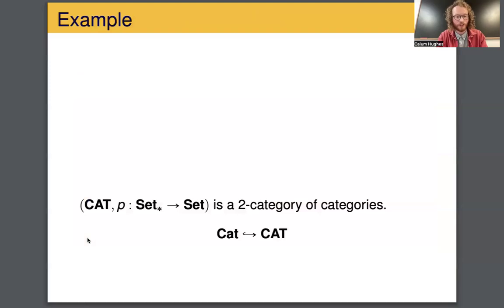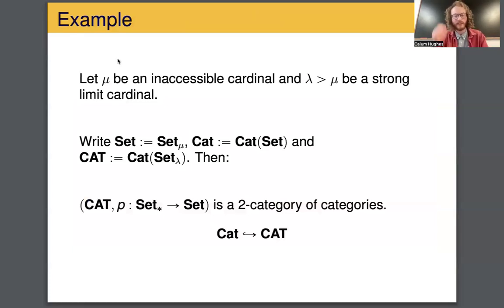Great. Just to wrap up, this setting is an example of such a thing: large categories with this discrete vibration classifier. And it turns out the category of small objects is the category of small categories. We need some set-theoretic conditions to make this precise. We need an inaccessible cardinal mu and a bigger strong limit cardinal. And if we define size relative to these two things, then this all works out formally.